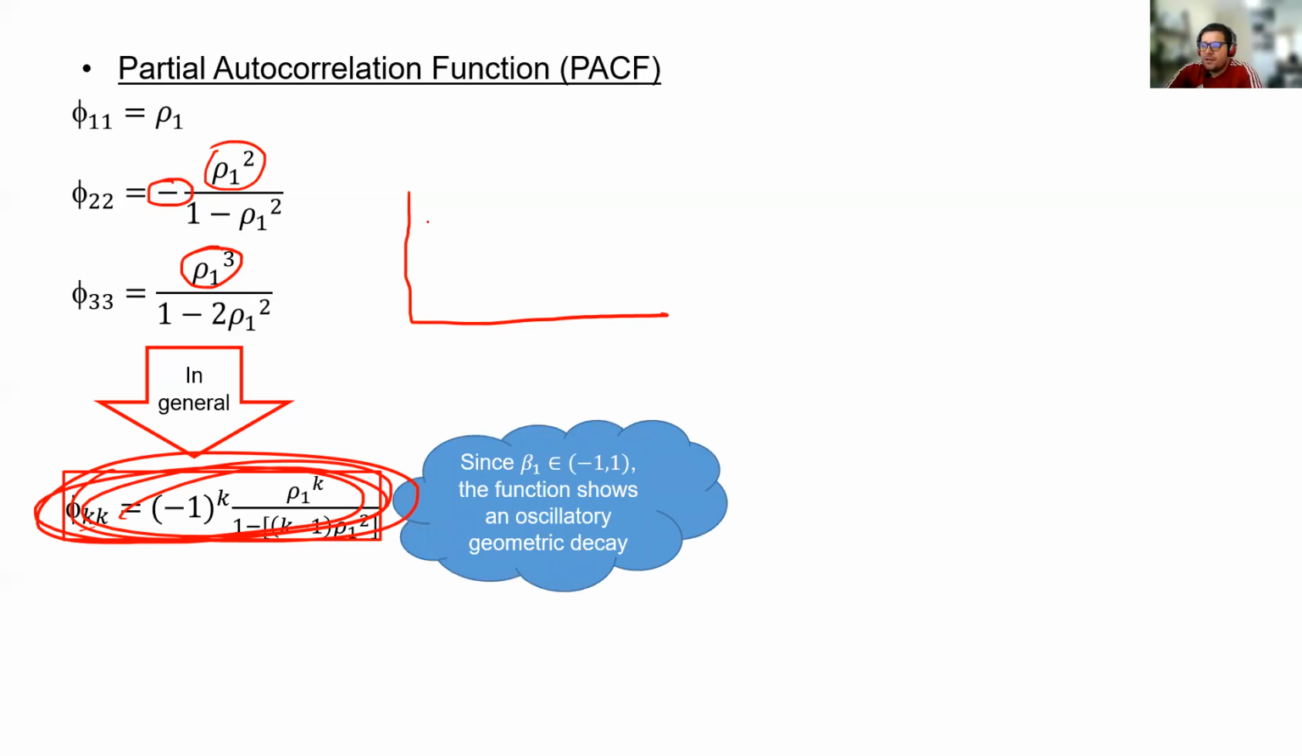So it will start at rho 1, right? Then it will become lower in magnitude, but negative. And then it will become positive again, but at a lower number. And then it will become negative, lower, positive, lower, negative, until it will eventually reach 0. So it decays geometrically and it oscillates. So it's an oscillatory geometric decay, right? It goes up and down and will just eventually reach 0.